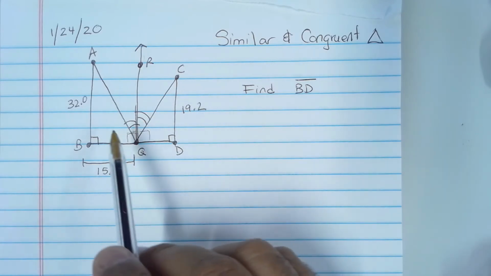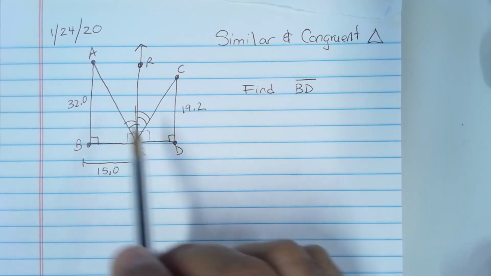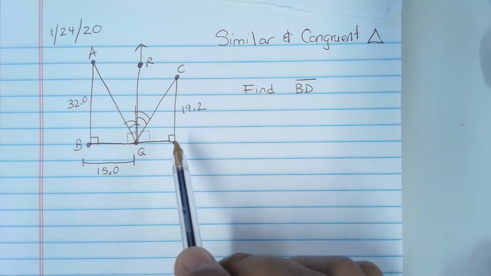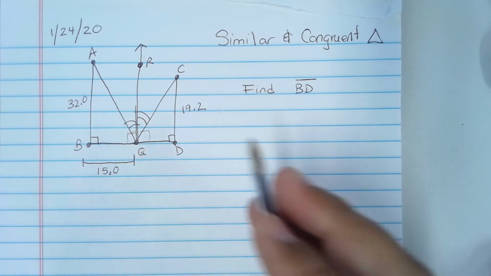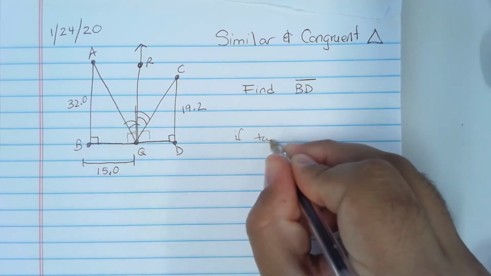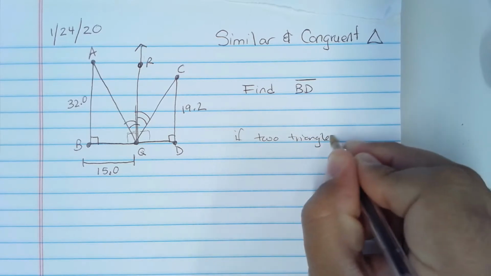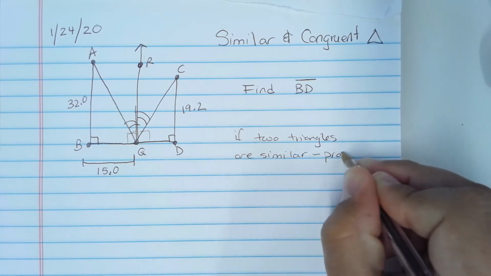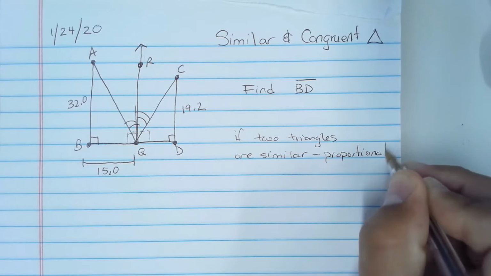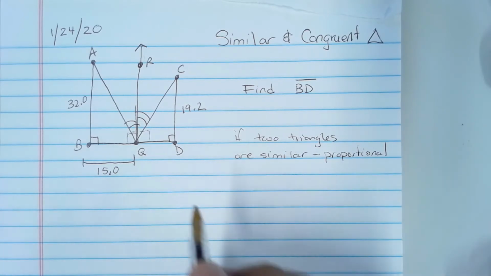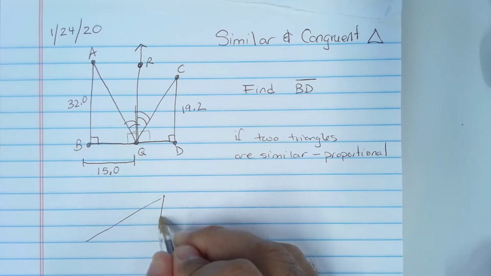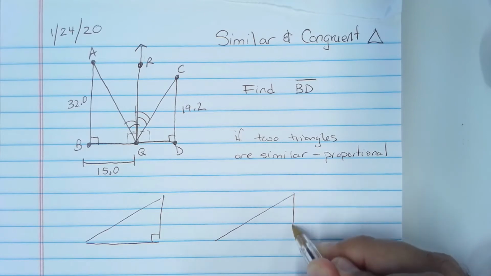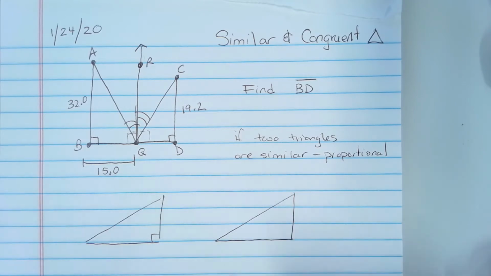So if we take a look at these two triangles here, we notice that both triangle ABQ and triangle CDQ are similar triangles. If two triangles are similar, then we could say they are proportional. What I like to do in this situation is, like I told you guys, to create the triangle in the same direction and put the sides that correspond to each other.